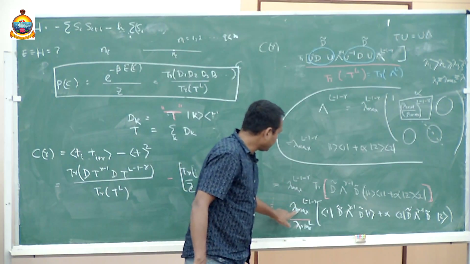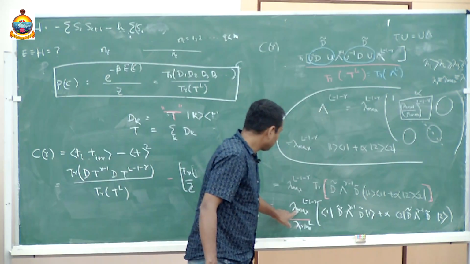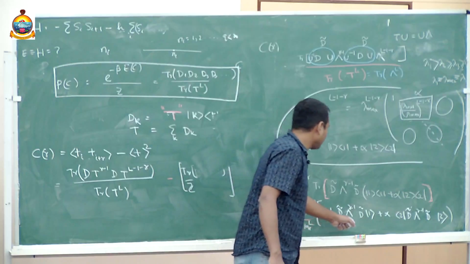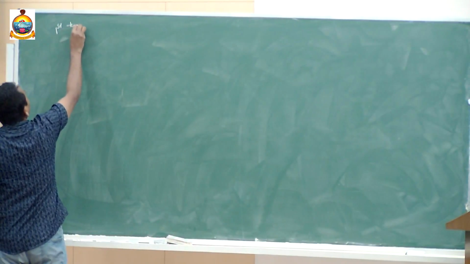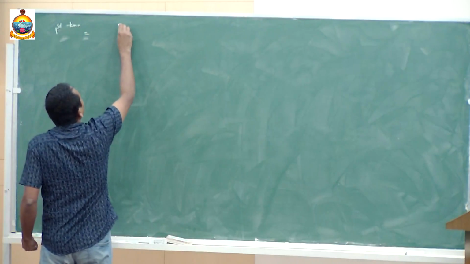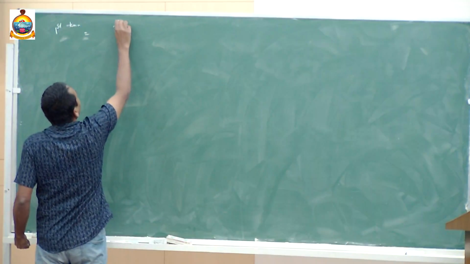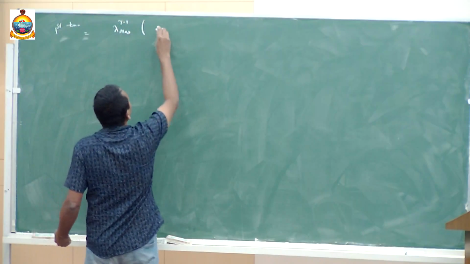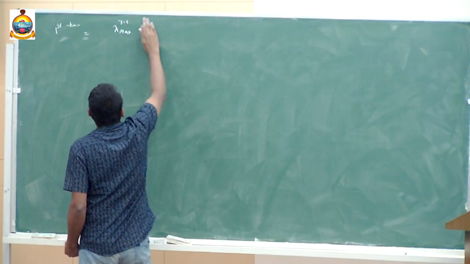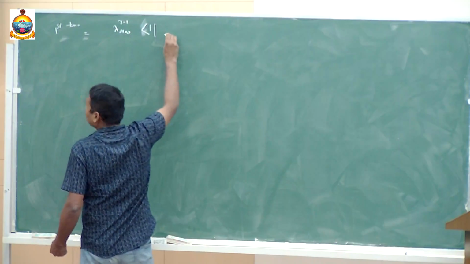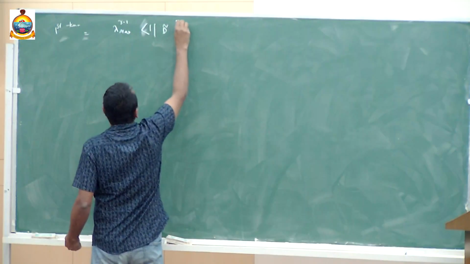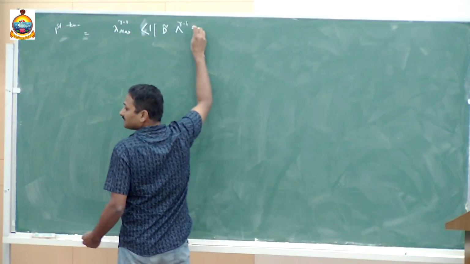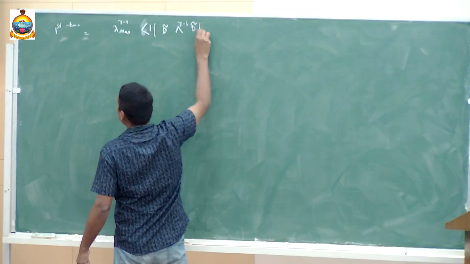Now, let us take the first term. There are two terms, so let us take only one term. The first term equals lambda max to the power R minus 1 whole into 1 D tilde lambda to the power R minus 1 D tilde and 1. This is the term.